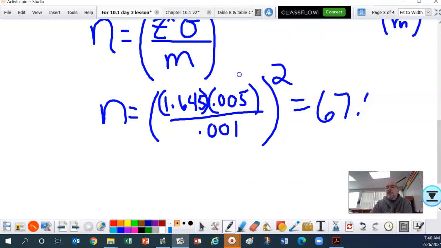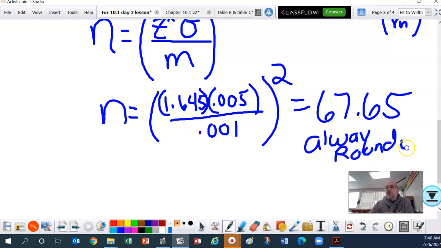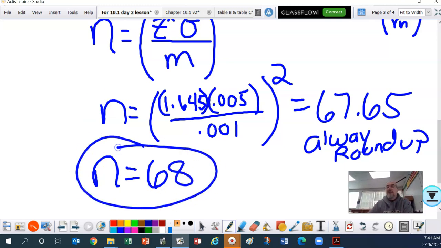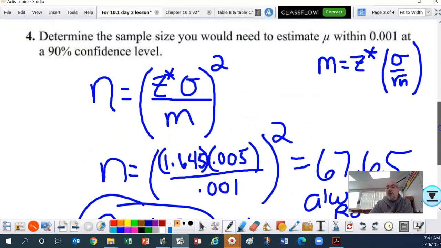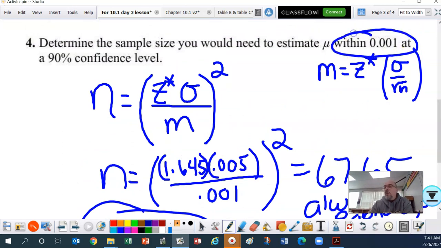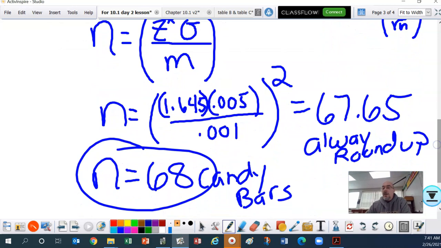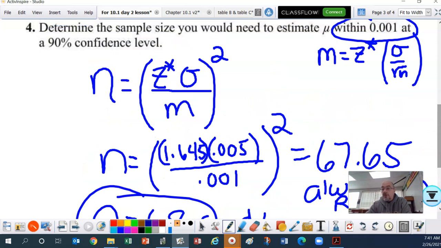67.65. But remember what I said in the other video, at least I think I said it, we always round up. We don't follow our rounding rules, we just always round up. So our sample size, ladies and gentlemen, we need to have a sample size of 68 candy bars if we want a margin of error within 0.001. I solved that using simple algebra, ladies and gentlemen.